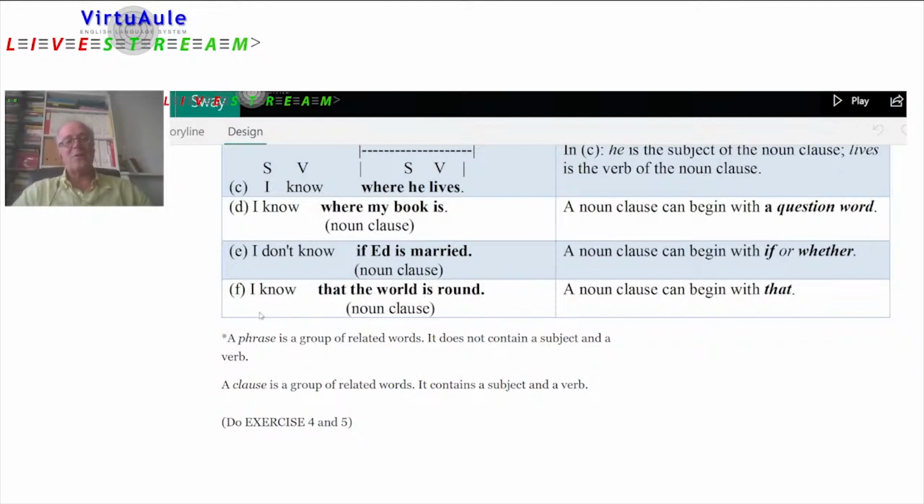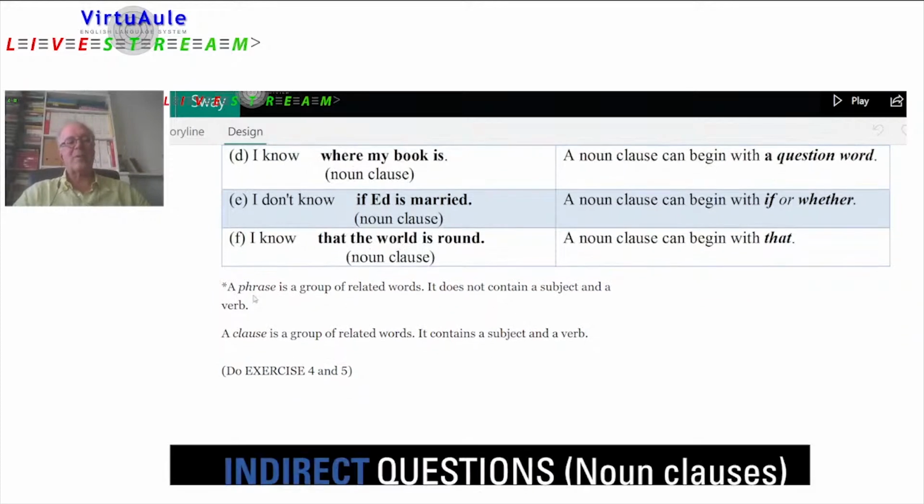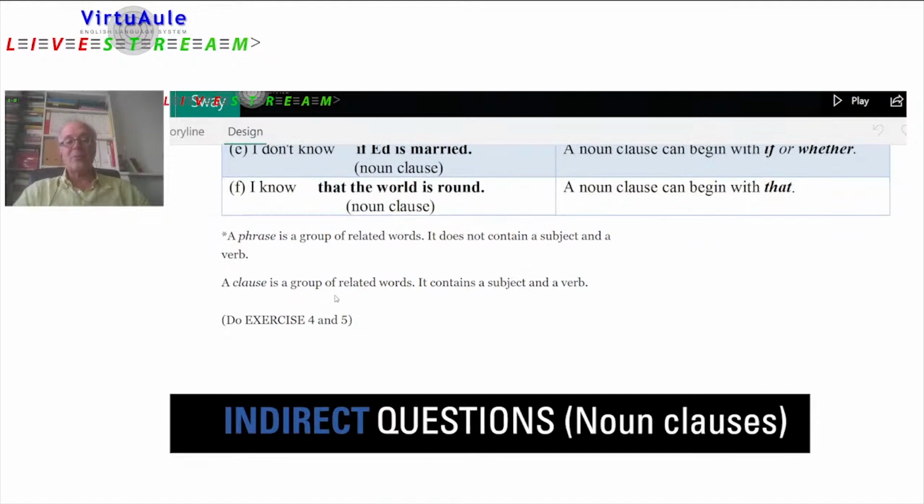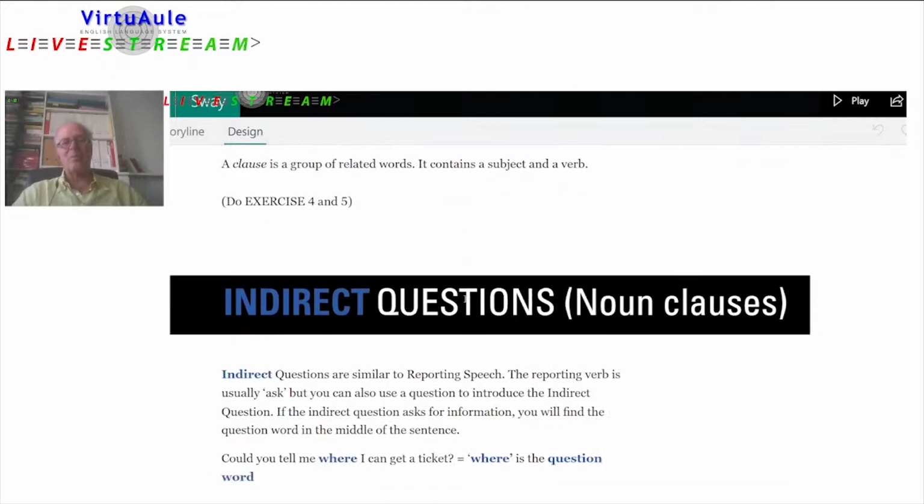F: I know that the world is round. A noun clause can begin with that. I know that the world is round. That initiates this noun clause. What do I know? I know that the world is round. A phrase is a group of related words. It does not contain a subject and a verb. A clause is a group of related words. It contains a subject and a verb. Okay, that's not so important.